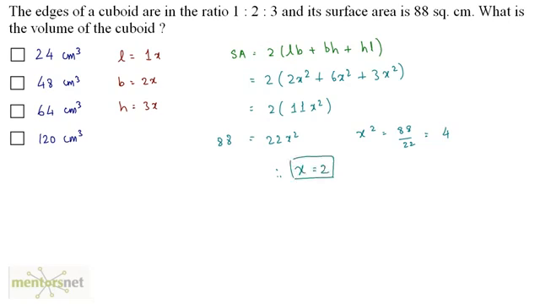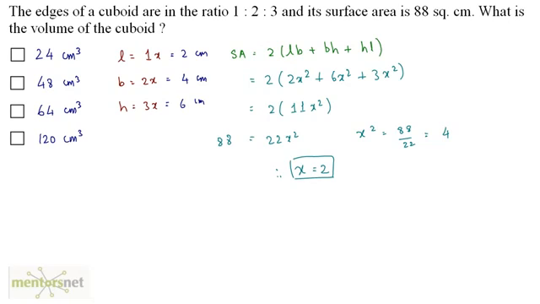Now that we've got the value of x, we can find out what are the values of L, B and H. So the length is 1x, that is 2, and the breadth is 2 times 2, that's 4, and 3 times 2, which is the height, that's 6. These all will be in centimeters.